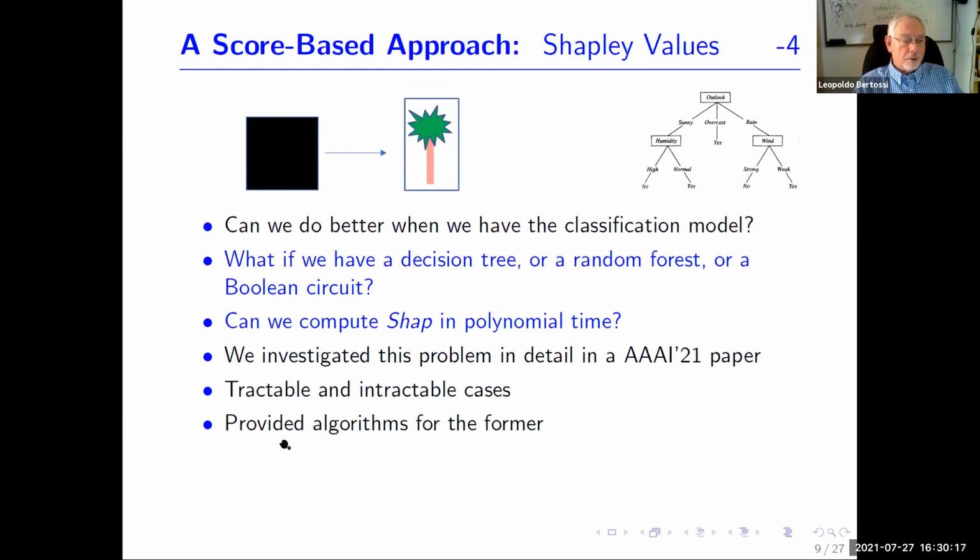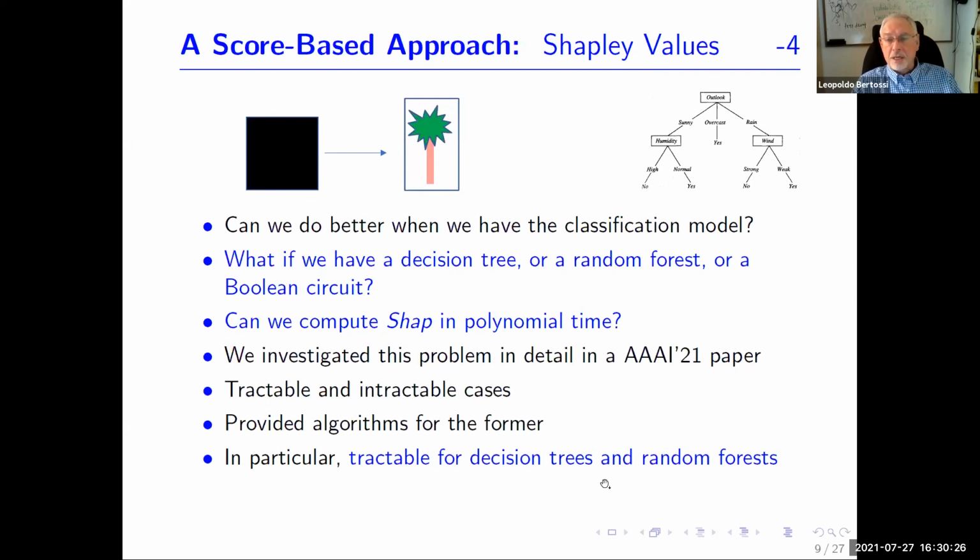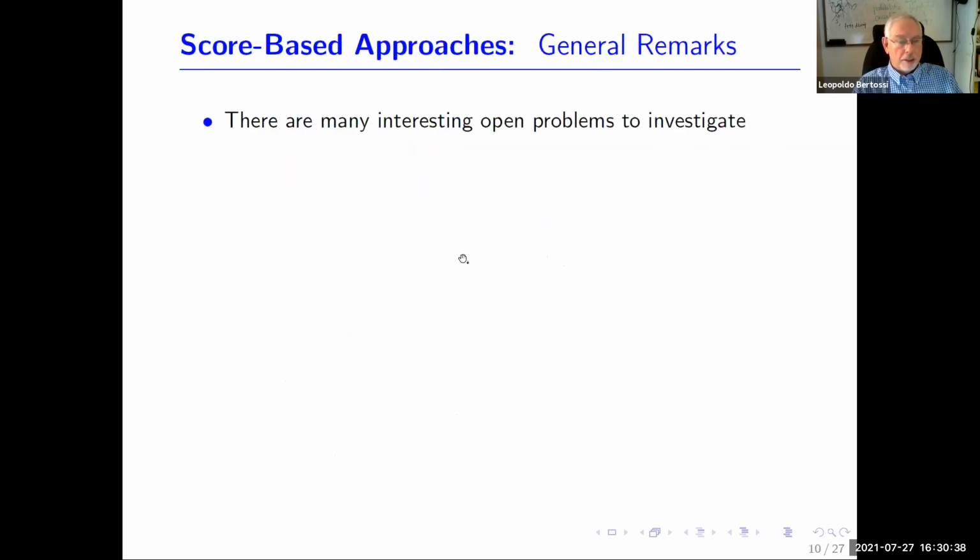Provably intractable. For the tractable cases, we provide algorithms, and in particular, we get the tractability result for decision trees and random forests. We also investigate the approximation algorithm. Actually, they don't appear in this paper, but in the journal version that we have submitted. But I'm not going to talk about the approximation. So there are many interesting problems to investigate.